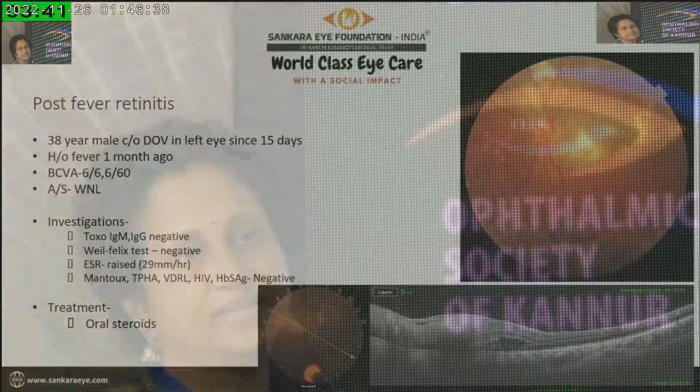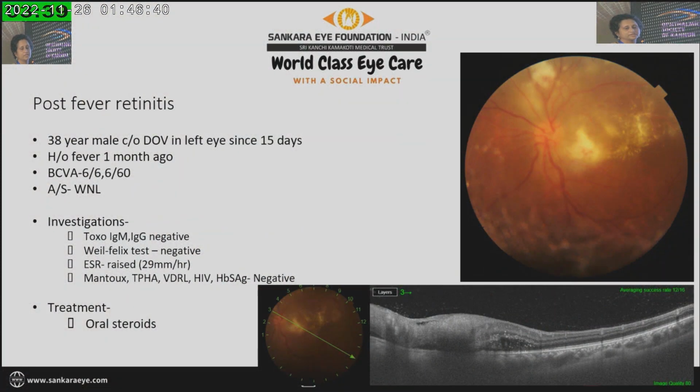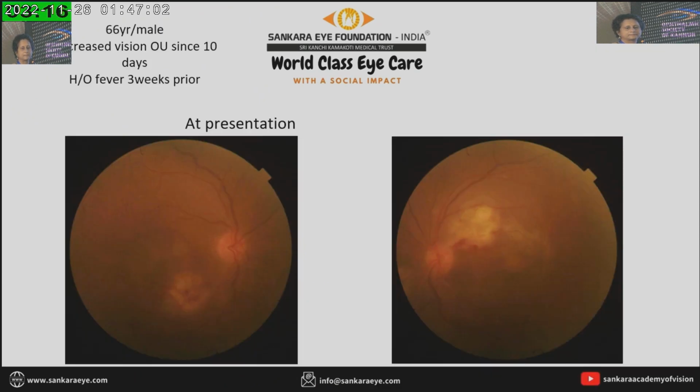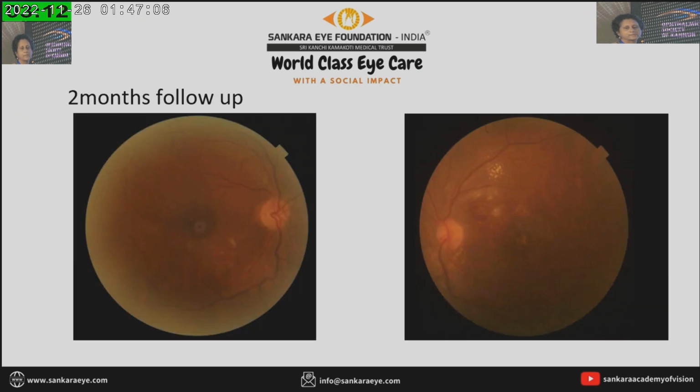Now post-fever retinitis. I know all of us have come across a lot of cases of post-fever retinitis. This is a 32-year-old male, came with decreased vision, history of fever 1 month ago. You can see this retinitis lesion along the arcade. All the investigations were negative. We know that it's a self-limiting disease. It might resolve by itself. But yes, starting oral steroids hastens the decrease in inflammation and improvement in vision. And this is the patient at 6 months follow-up post-treatment with steroids. This is another case of post-fever retinitis treated with oral steroids.